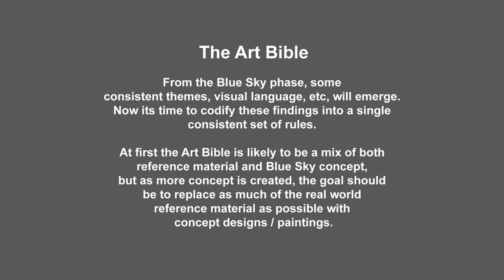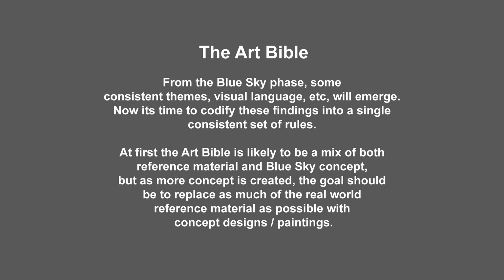Then there's the Art Bible stage. From the blue sky phase, some consistent themes and visual language will emerge, and now it's time to codify those into a single consistent set of rules. At first, the Art Bible is likely to be a mix of both the reference material that you collected at the beginning and blue sky concept. But as more concept gets created, your goal should be to replace as much of the real-world reference material in there as possible with final paintings. The Art Bible at the beginning is probably going to be mostly reference and then a few paintings here and there, and that's not a bad thing.